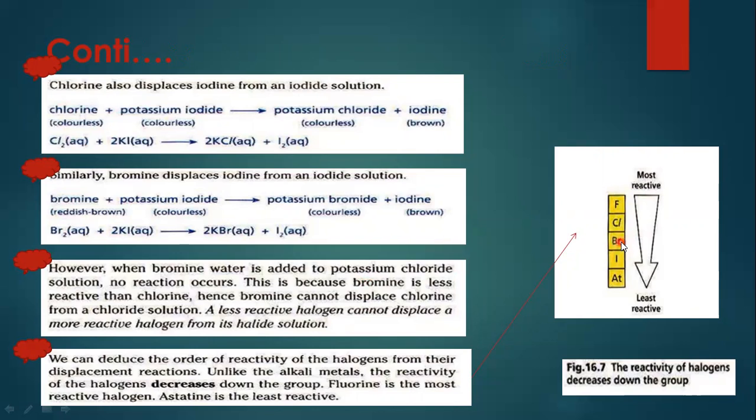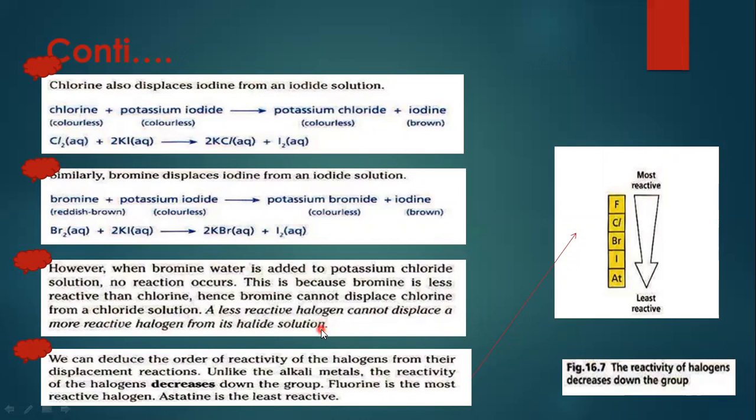जब हम ब्रोमीन को रिएक्ट करवाएंगे पोटेशियम क्लोराइड के साथ, ठीक है, सो ब्रोमीन क्लोरीन से लेस रिएक्टिव है. So in such kind of reactions, because bromine is less reactive than chlorine, bromine cannot displace chlorine from a chloride solution. Okay, a less reactive halogen cannot displace a more reactive halogen from its halide solution.